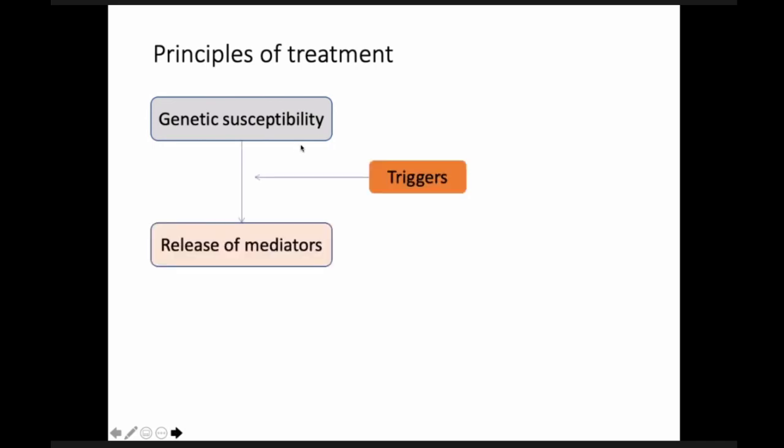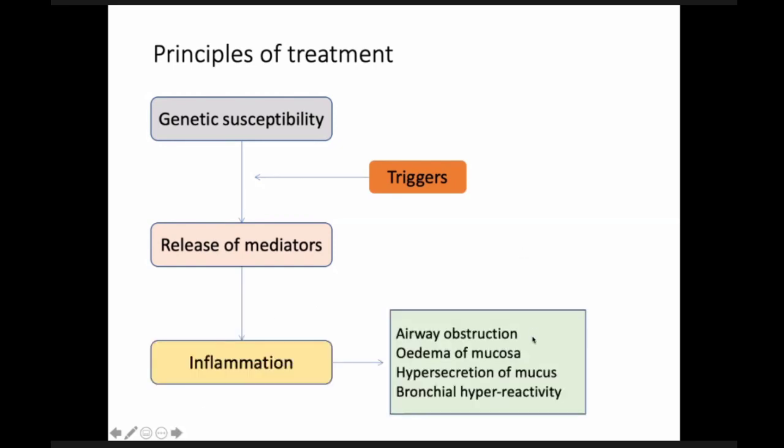There are no medications to remove or to erase or delete this genetic susceptibility. Because of the genetic susceptibility, when the patient is exposed to triggers, there's a release of a variety of mediators, and that causes inflammation. And the result of the inflammation is the obstruction of the airway, edema of the mucosa, hypersecretion of the mucus, and bronchial hyperreactivity. So our treatment, therefore, is designed to attack this diagram at different stages.